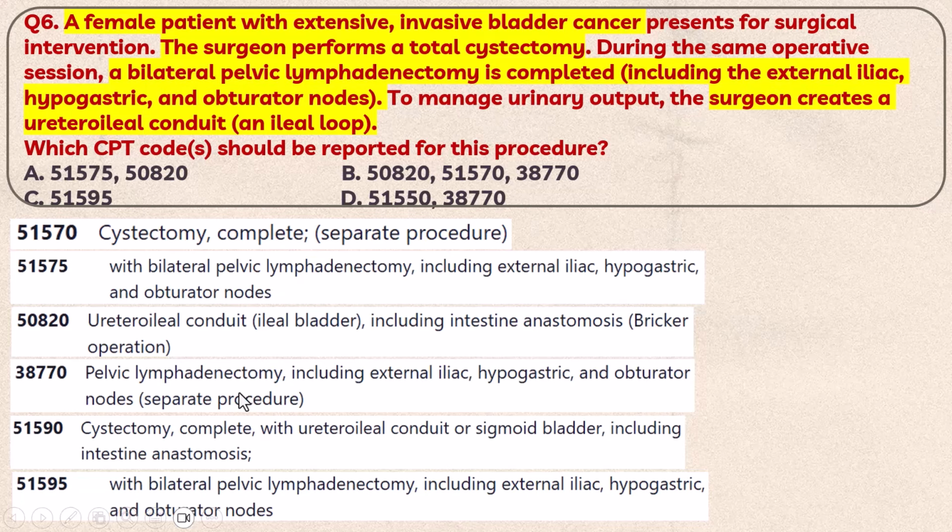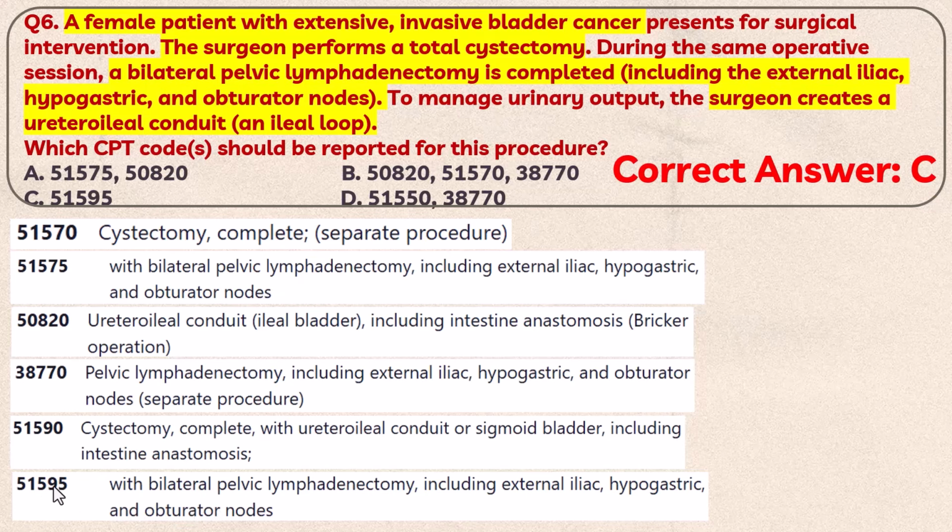38770 is pelvic lymphadenectomy, that is a single procedure here. 51590 is cystectomy complete with ureterosigmoidostomy, including intestinal anastomosis. 51595 is with bilateral pelvic lymphadenectomy. So this code 51595 is including all 3 procedures. This is a continuation of code 51590. You have to read this code 51595 as cystectomy complete with ureteroileal conduit with bilateral pelvic lymphadenectomy. So all 3 parts are included in this code. So the correct answer will be answer C.